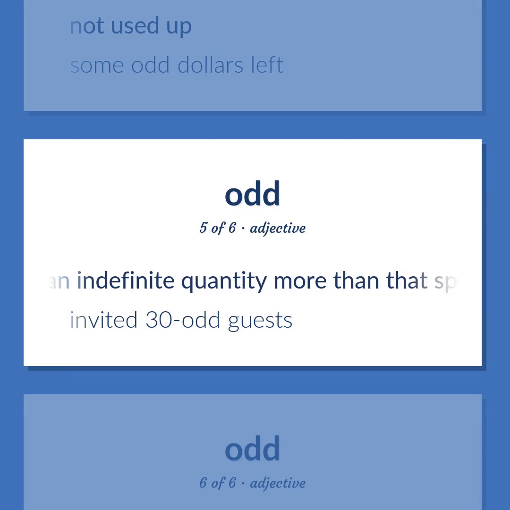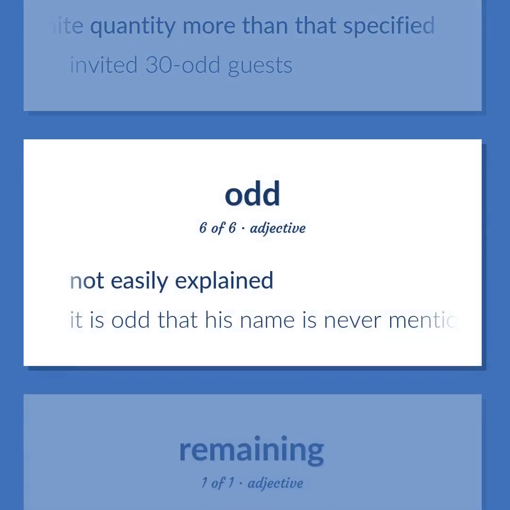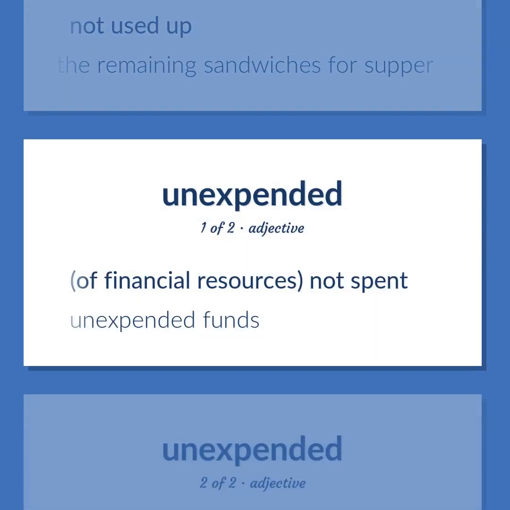An indefinite quantity more than that specified. Invited 30-odd guests. Not easily explained. It is odd that his name is never mentioned. Not used up. Saved the remaining sandwiches for supper. Of financial resources, not spent. Unexpended funds.